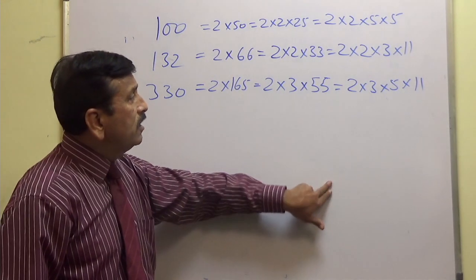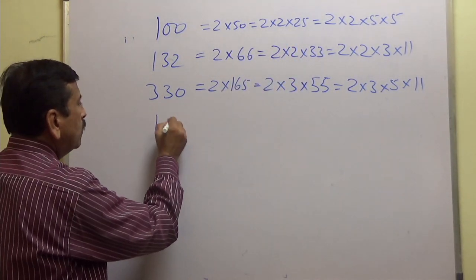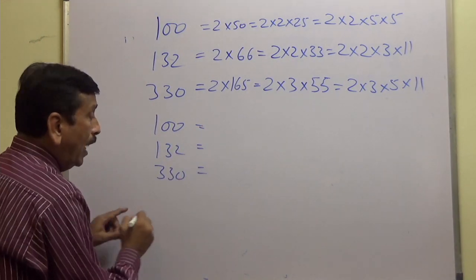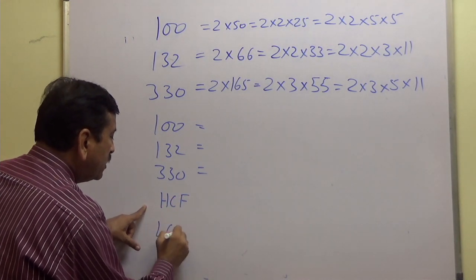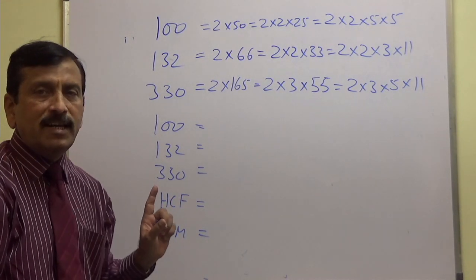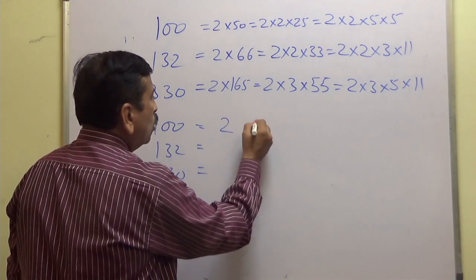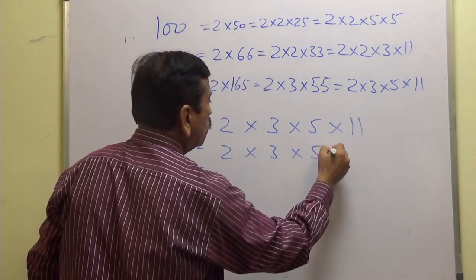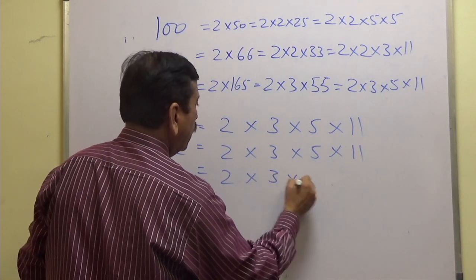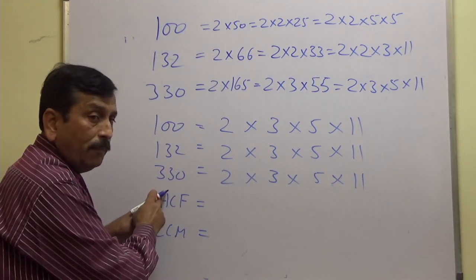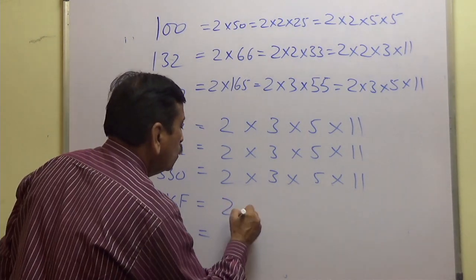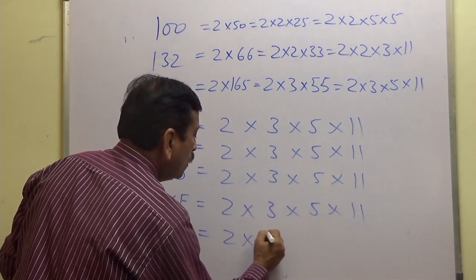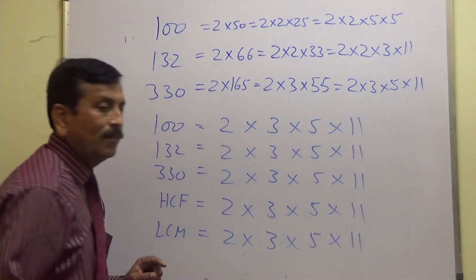So we realize that the distinct factors for 100, 132 and 330, I can also put here HCF, LCM. Now you will appreciate from the previous example that these have common factors 2, 3, 5, 11. The same will be the factors of HCF and LCM both. So I'll get 2, 3, 5, 11.